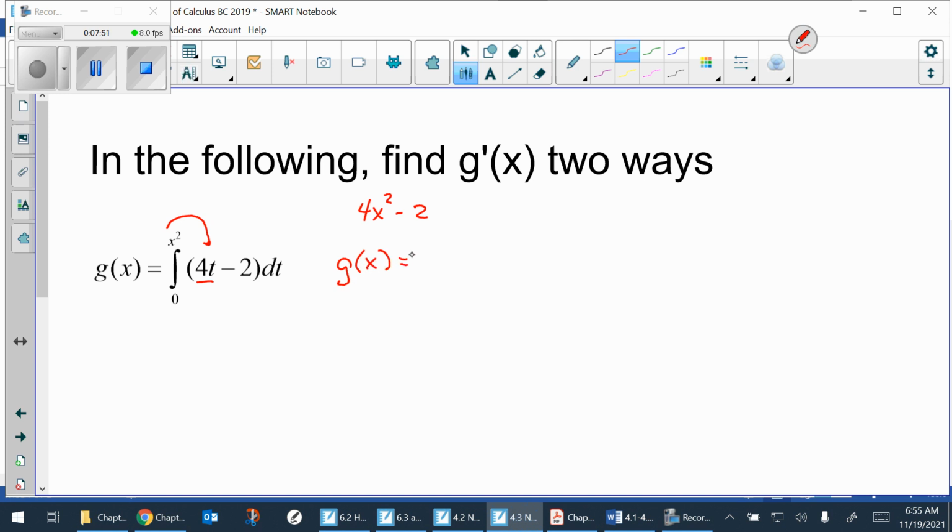G of x is equal to, and that would be 2t squared minus 2t evaluated between 0 and x squared. So g of x is equal to, when I drop this guy in, I'm going to get 2x to the 4th, x squared squared, minus 2x squared.